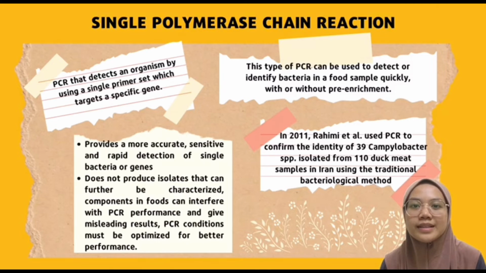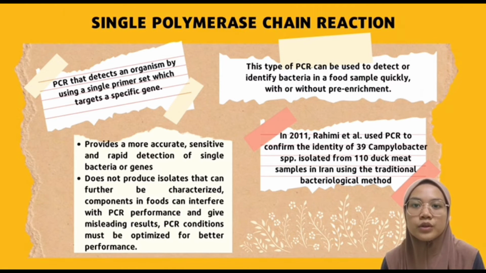Next, single polymerase chain reaction. This is polymerase chain reaction that detects an organism by using a single primer set which targets a specific gene. The primer set can be tailored to a specific species and can detect the target organism even in the presence of other organisms. This type of PCR can be used to detect or identify bacteria in a food sample quickly, with or without pre-enrichment. Single-step PCR can also be used to confirm bacterial isolates obtained directly from agar plates.